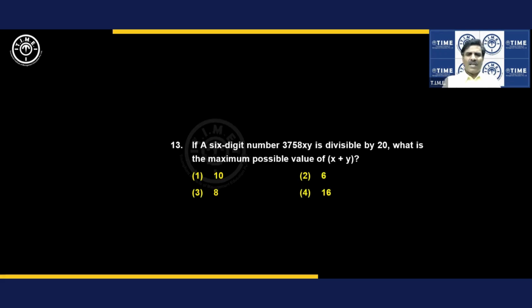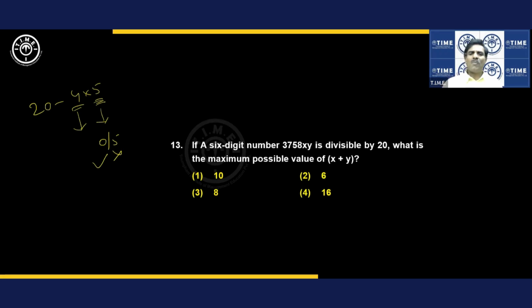And the next one, if a 6-digit number 3758XY is divisible by 20, what is the maximum possible value of Y? As 20 is nothing but the product of co-primes, 4 into 5, what we understand is it should be divisible by 4 and it should be divisible by 5. It should be divisible by 5 means the last digit should be either 0 or 5. But if it has to be divisible by 4, in other words, it should be an even number. It cannot be 5 in the unit digit. It has to be 0 in the unit digit. Then only it will become divisible by 4.